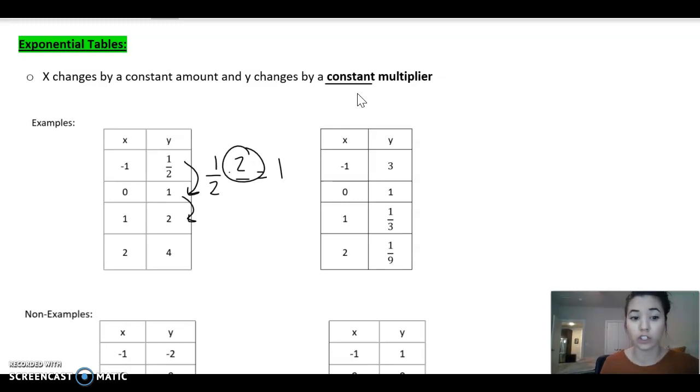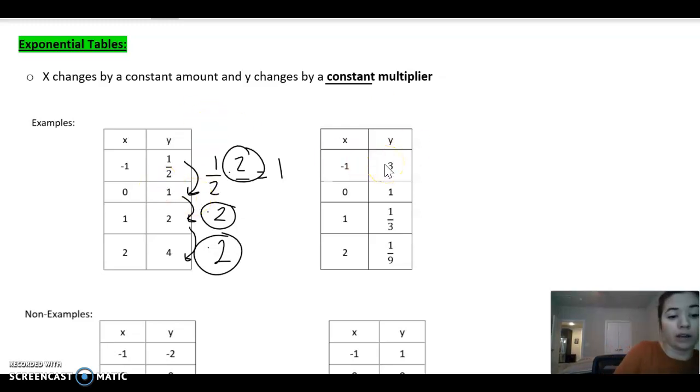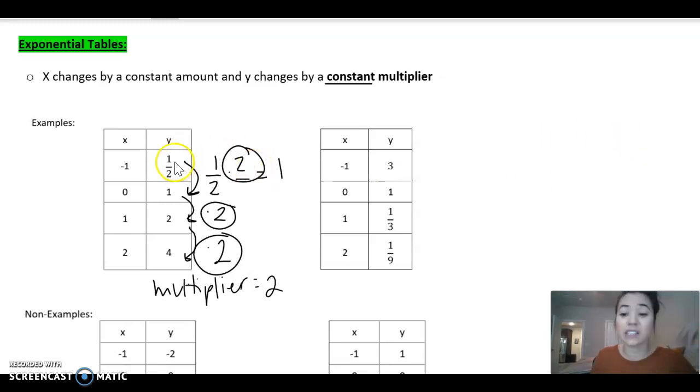How do I get from 1 to 2? Well, 1 times 2 is 2. So that's also times 2. And then 2 times 2 also gives us 4. So for this specific table, my multiplier is 2. And this is an exponential table because it has that constant multiplier.